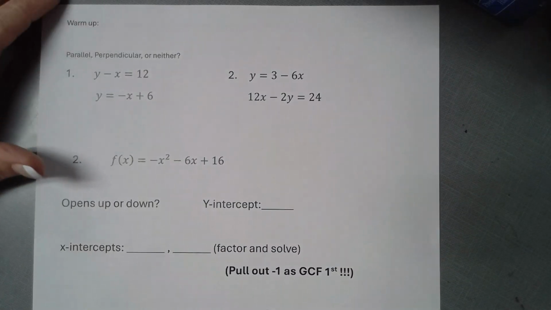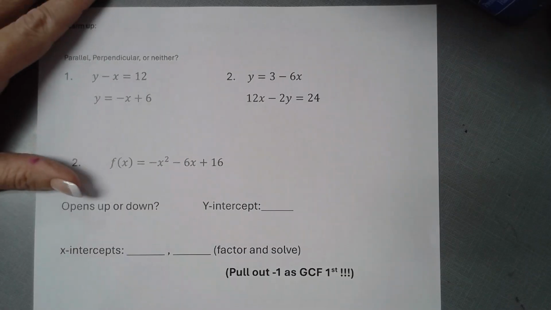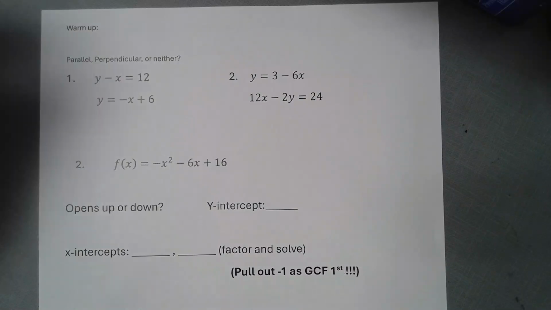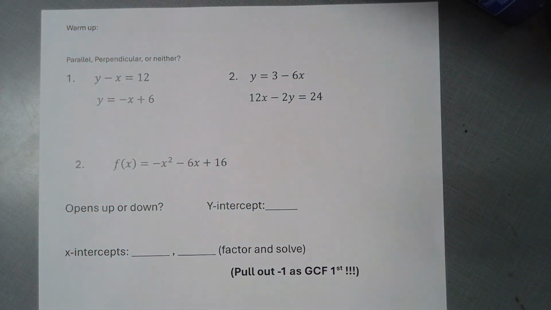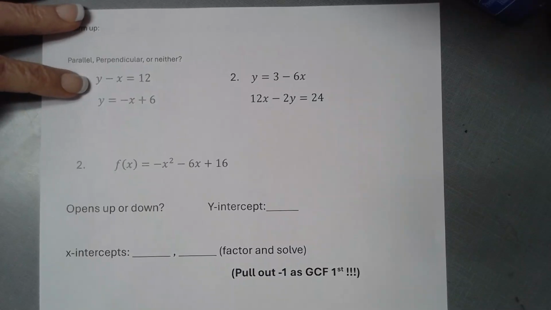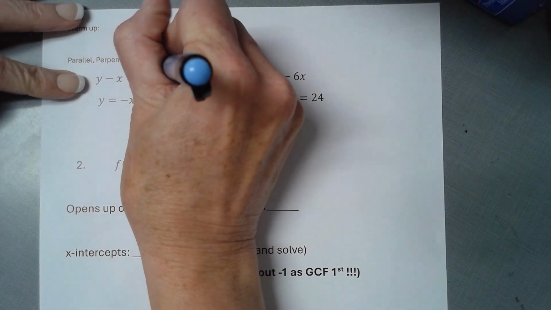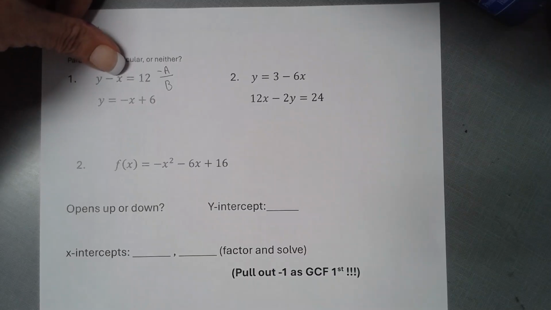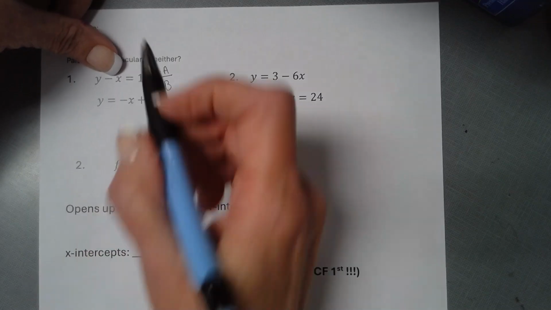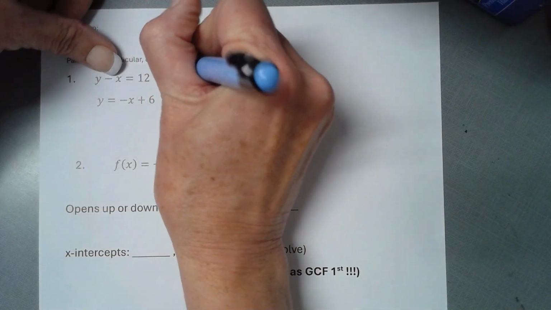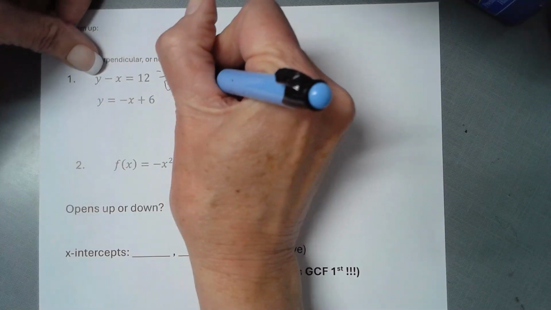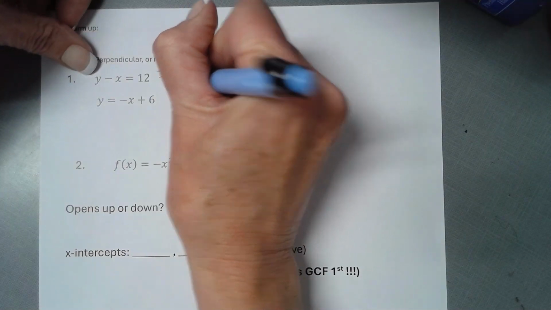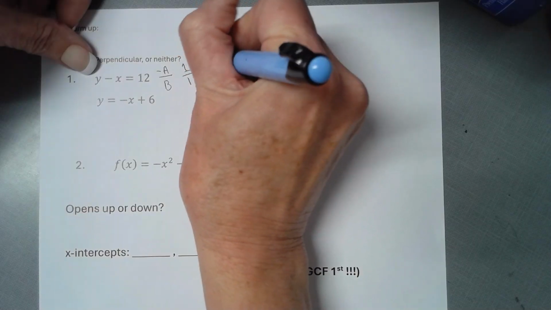Okay. All right, so parallel, perpendicular, neither is all about the slopes. So in the first one, it's in standard form. So the slope is opposite of A divided by B. I have moved A over. Remember, A is the coefficient in front of the X. So right now it's a -1. And if I do the opposite of A, it's a +1 over B, which is the coefficient in front of the Y. That's a 1 also. So the slope for the first line is 1.